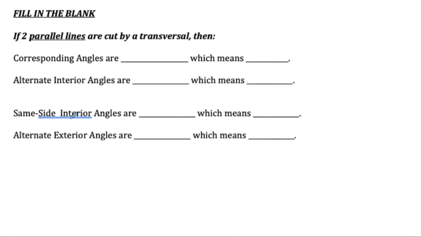All right, so a quick recap. If two parallel lines are cut by a transversal, then corresponding angles are congruent, which means equal. Alternate interior angles are congruent, which means equal. Same side interior angles are supplementary, which means they add to 180.